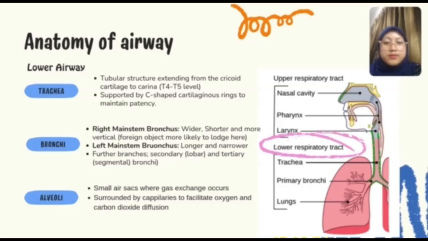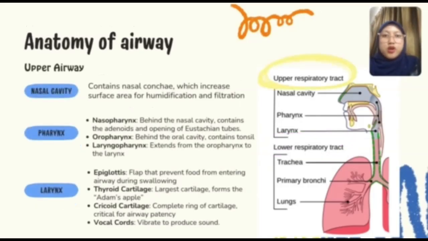The anatomy of the upper airways refers to the passages that allow air to travel from the outside environment into the lung. It's like a road for air. Firstly, nasal cavity. Air enters the body through the nose, or mouth if the nose is blocked. It contains nasal conchae, which increase surface area for humidification and filtration.